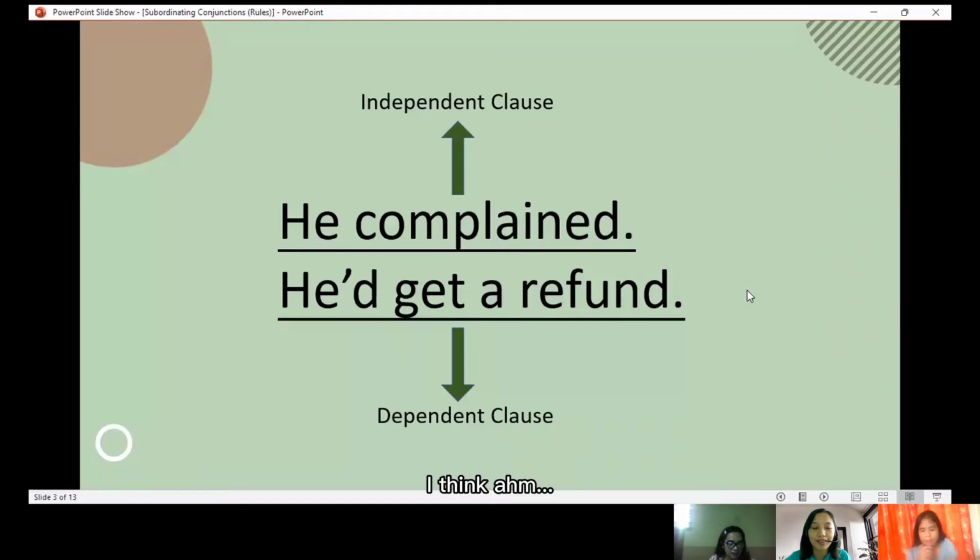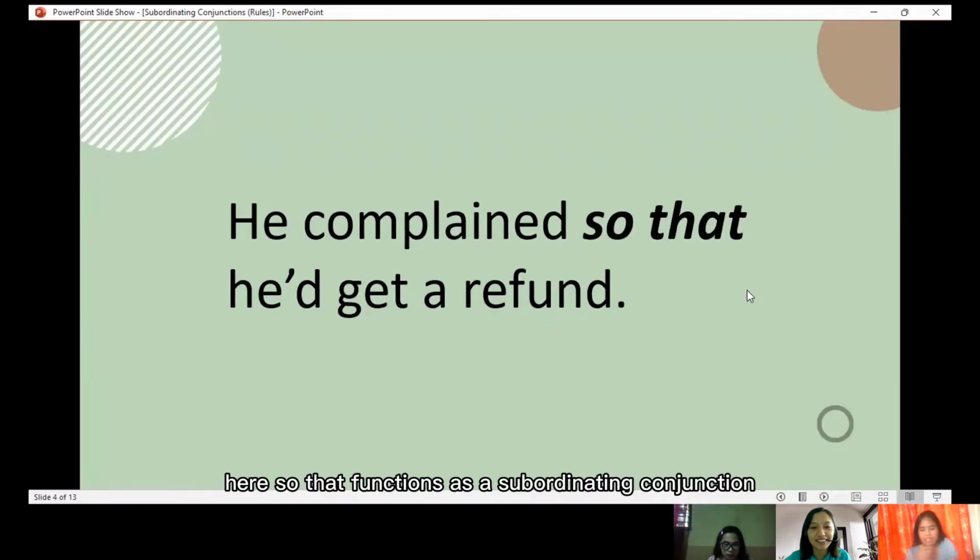I think we can use the conjunction even though. He complained, even though he'd get a refund. Mm-hmm. Okay. Here, even though functions as a subordinating conjunction to connect these two ideas.